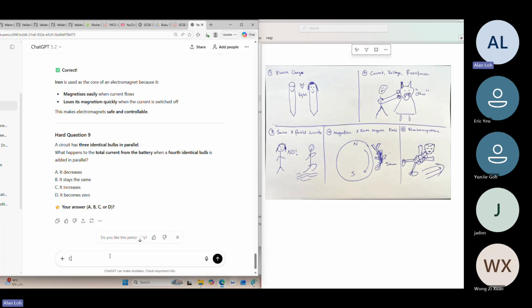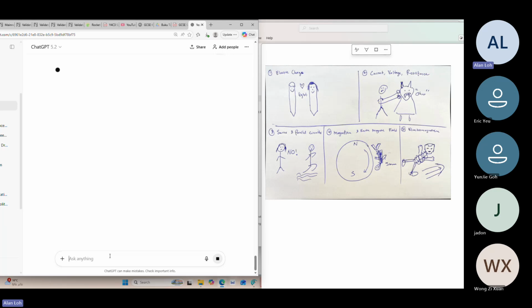Xuan, can you explain why C? Because the total resistance decreases and then the total current from the battery increases. Yes. Okay, for parallel, the more resistance you put in the branch, the total resistance will decrease. When the total resistance decreases, what does it mean? If the voltage is the same and resistance decreases, we have only one thing to increase, which is the current. Yes. Let's see whether it's correct.